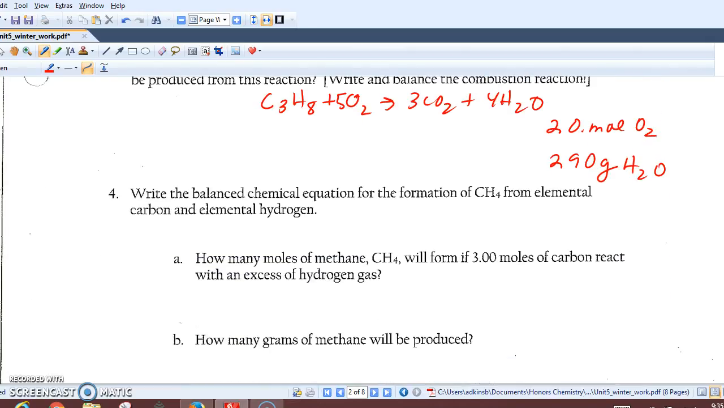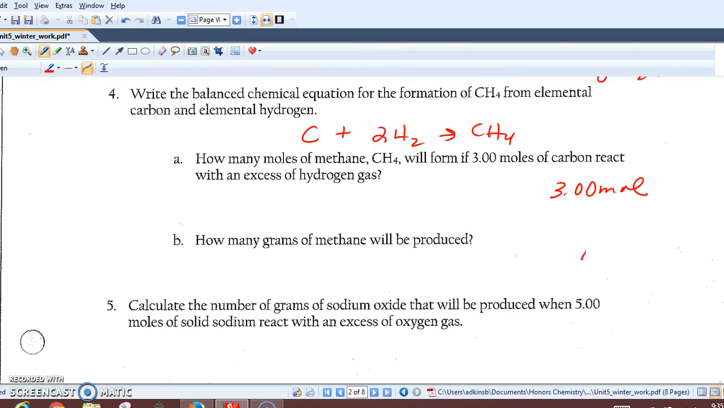All right, number 4, the balanced chemical equation. This is a synthesis reaction. You've got 2 elements that are forming a compound. There's your balanced equation. This answer was 3.00 moles of CH4. This one was 48.0 grams of CH4.